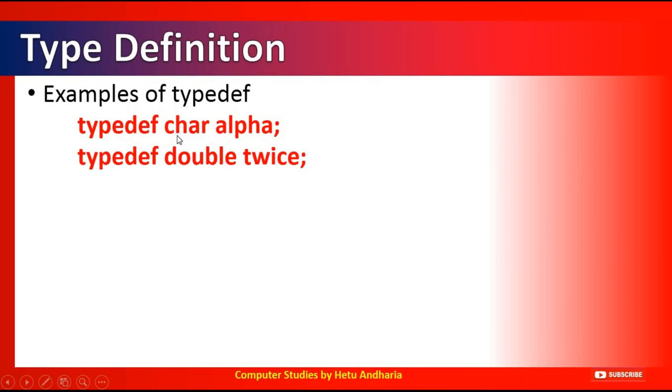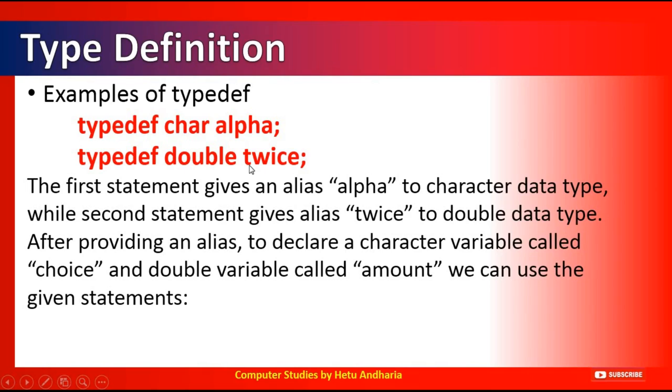See here, typedef char alpha. Now wherever I use the word alpha in my C program, it will understand that I am declaring a variable with character data type. Another example, typedef double twice. Wherever I want to declare a variable with double data type, I will use twice. So the first statement gives an alias alpha to the character data type, while the second statement gives the alias twice to the double data type.